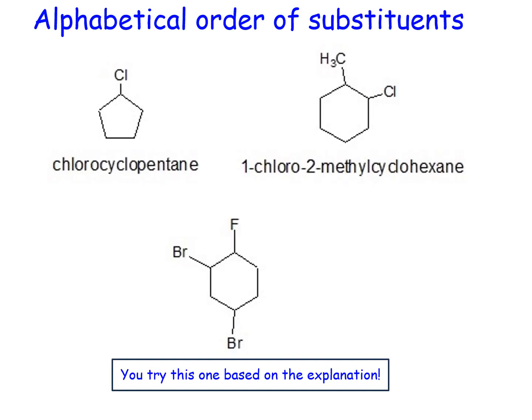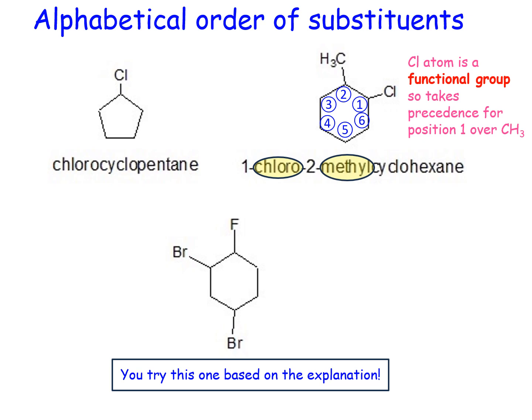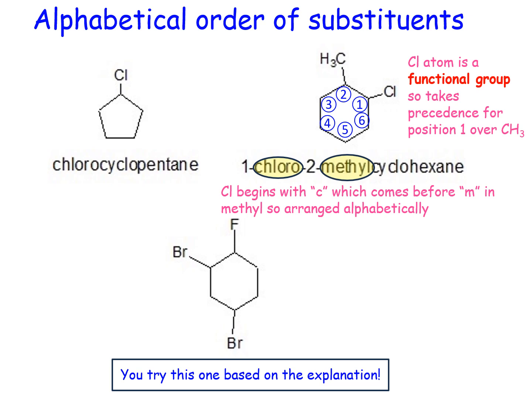So I'm going to do the one in the top right hand corner, and then you can have a go at the one a bit further down. So first of all, why do we say 1-chloro? Obviously there's a chloro group here. Now out of the 2 substituents, the chloro group is the functional group, so that adds chemistry to this particular compound. It makes it capable of behaving as a haloalkane. The CH3 doesn't. So that means that the functional group takes precedence for position 1 over the methyl group. So that's why we're listing chloro as 1-chloro. Obviously, as we said before, we've got an alphabetical order thing going on. So C for chloro comes before M for methyl.